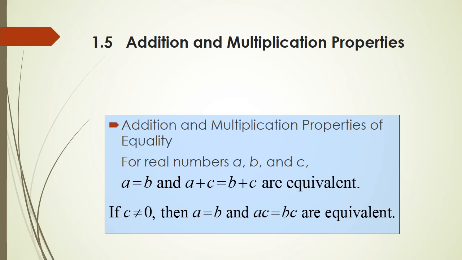We use several properties to solve equations analytically. First, we have the addition and multiplication properties. And it says that for real numbers a, b, and c, if a equals b, then a plus c equals b plus c is also true. They're equivalent statements. And the same is true for multiplication. For a c that's not equal to 0, if a equals b, then ac equals bc, and those are equivalent statements, which means they're both true.